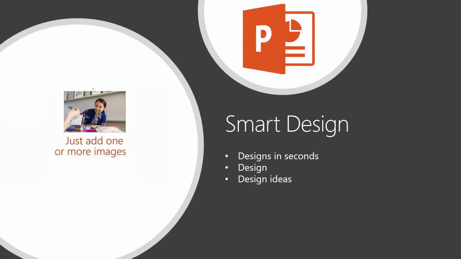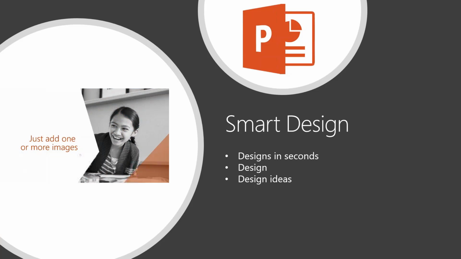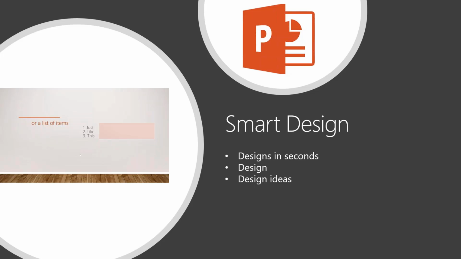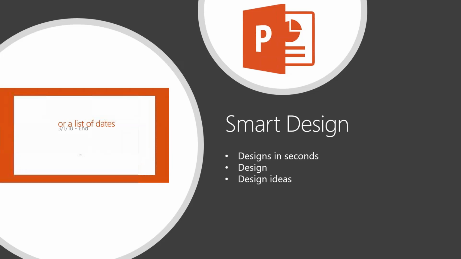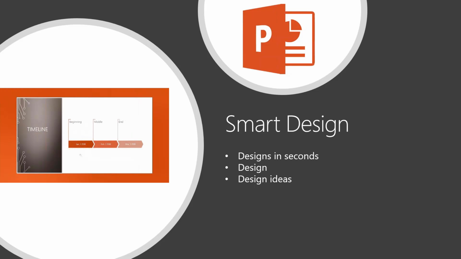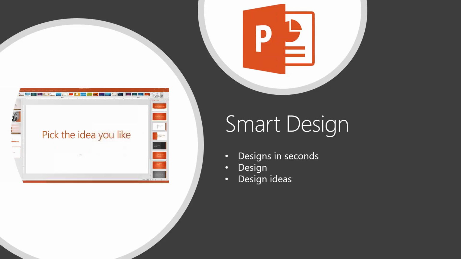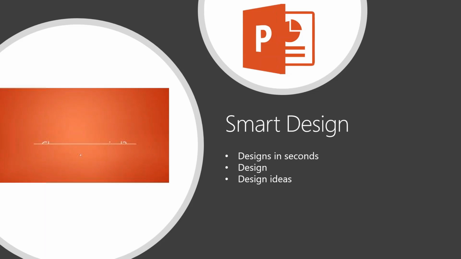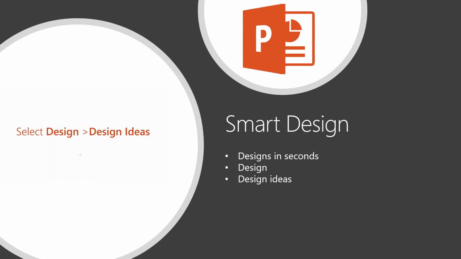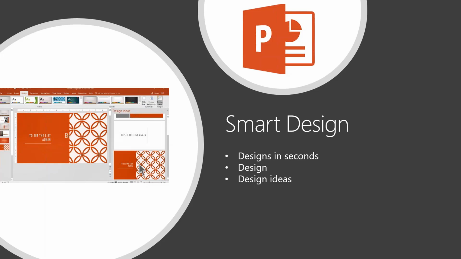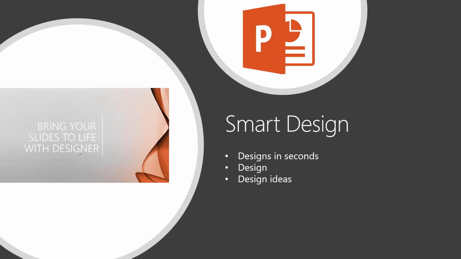You select Design, Design Ideas, and select a template. Add one or more images and watch as the slide makes the changes for you. Add a list of items, and the Smart Design alters the layout to fit the theme. Finally, add dates and watch them format before your eyes. Smart Design makes designing and creating presentations easy and simple. You have the selections available to you by selecting Design, Design Ideas, and it's right there for you to choose. You get to bring your slides to life with Designer.